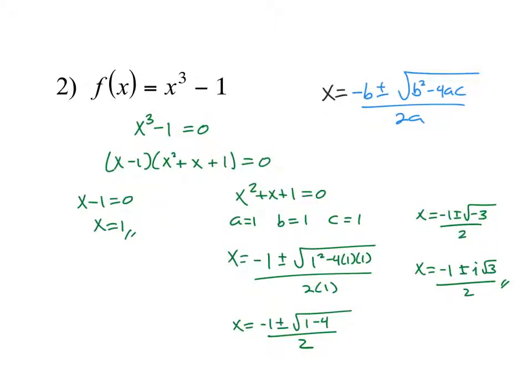How many answers should you have? It depends on my degree. My degree is telling me how many answers we have. So this is a 3, so that means I have 3 answers. The first is 1, the second is negative 1 plus i square root of 3 divided by 2, and the third one is negative 1 minus i square root of 3 divided by 2.